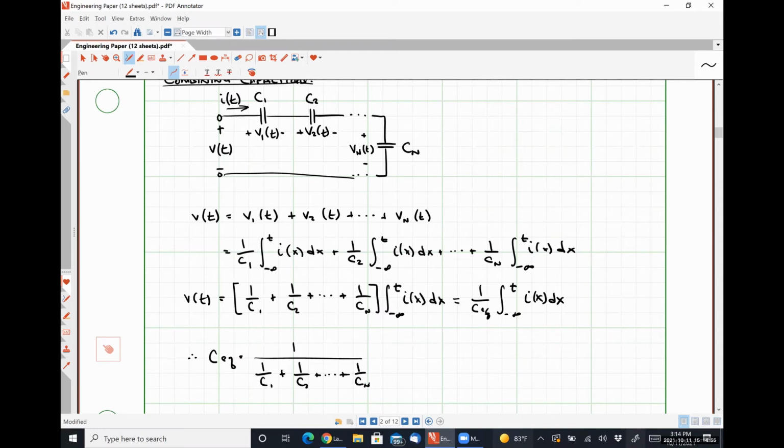So all of this fancy pants math that I have done here, what does it mean? Capacitors in series combine like resistors in parallel, okay?